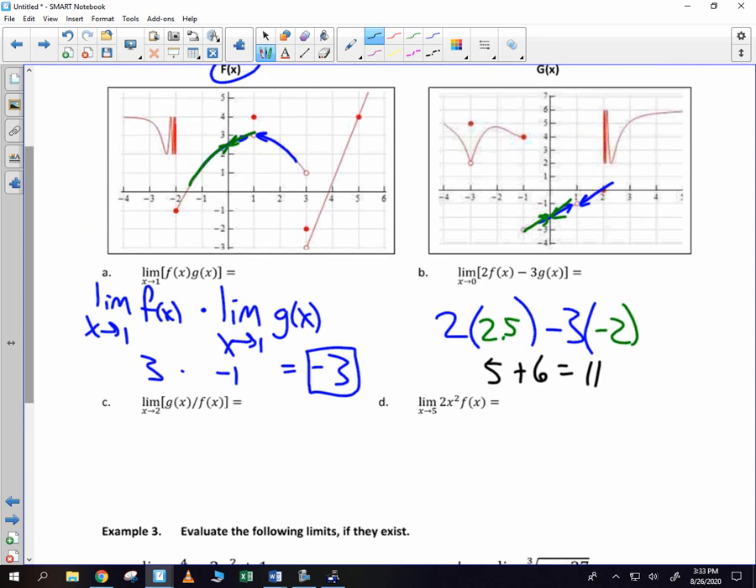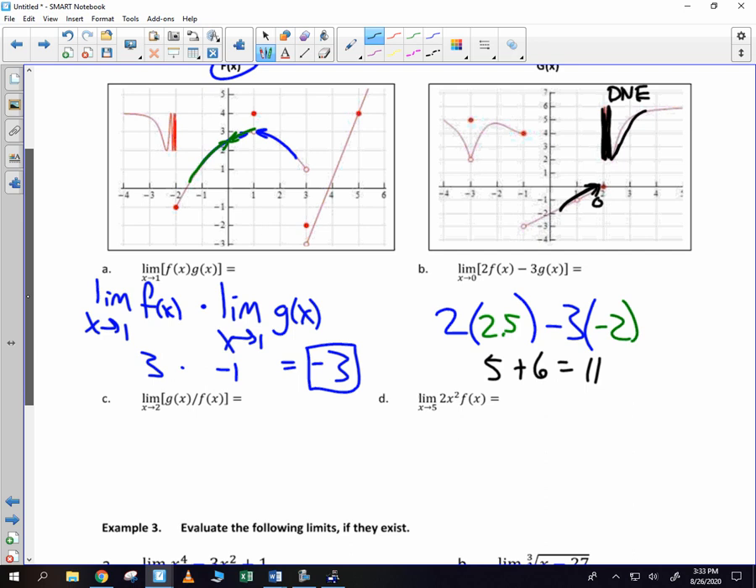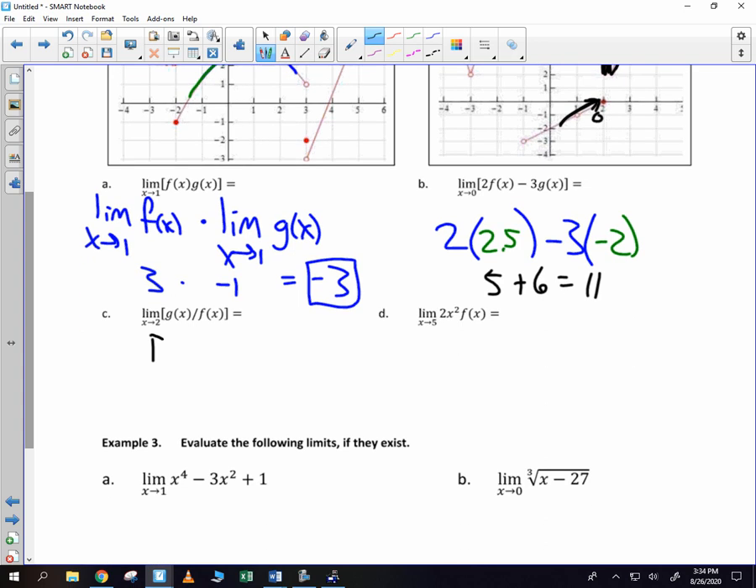Look at letter C. Look at g of x as it approaches 2. Well, as g of x approaches 2 from the right, I have 0. As I approach from the left, I have 0. As I approach from the right, it does this barcode thing, and so it does not exist from the right. So if it does not exist from the right, I have does not exist, divided by, it doesn't matter what f of x is. If one of them is does not exist, the entire limit, in fact, does not exist.